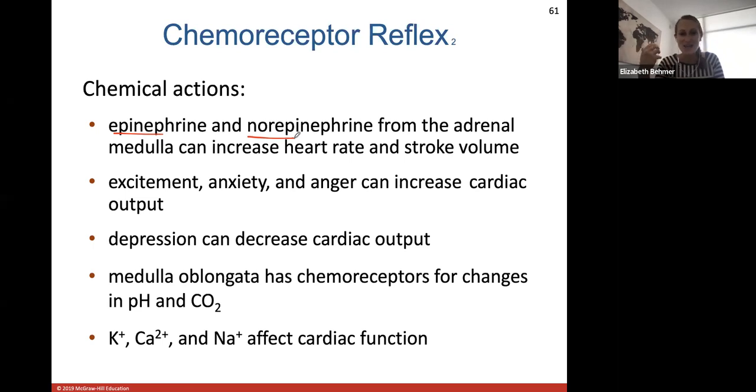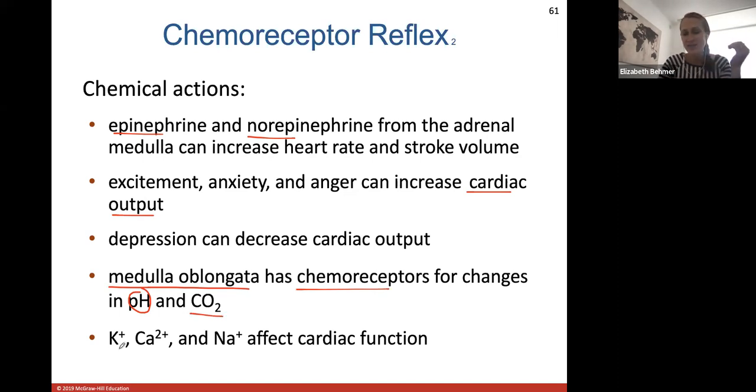Excitement, anxiety, we all know anger can increase your heart rate, but when we say heart rate, we also mean cardiac output. Depression can actually slow down your cardiac output. And the medulla oblongata, the portion of the brainstem connected to your brain, has different chemoreceptors to help keep track of changes in blood pH levels. It's really important for your pH levels to always be in the normal homeostatic range, as well as carbon dioxide levels.